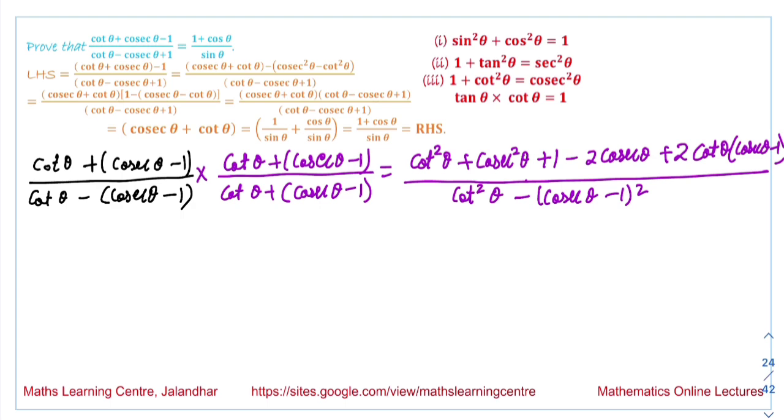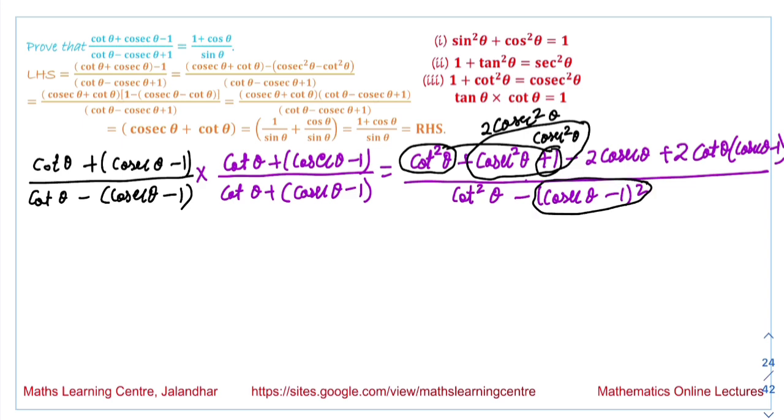Now in the numerator part we have cot square theta plus 1. These two terms will become cosecant square theta, and these two terms will become 2 cosecant square theta. In the denominator, in place of this term we can write minus cosecant square theta minus 1 plus 2 times cosecant theta.